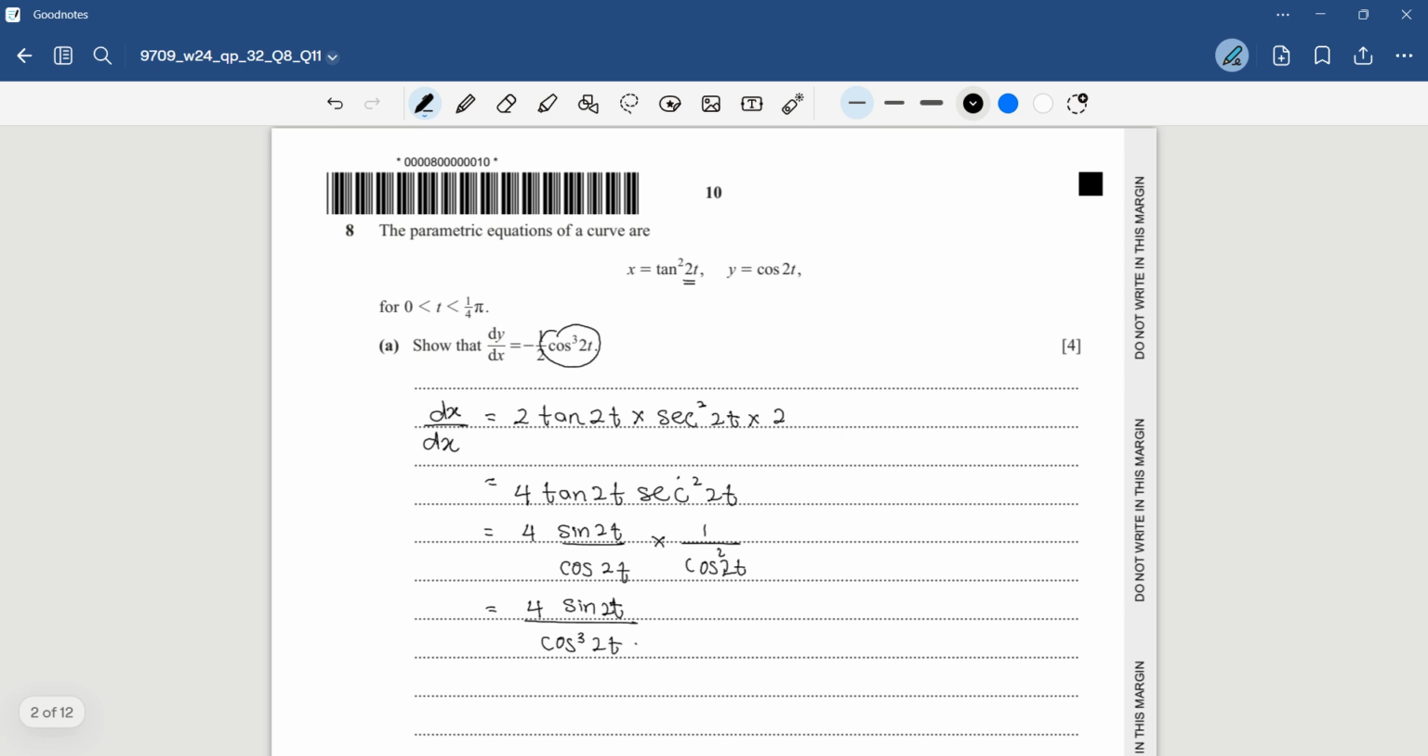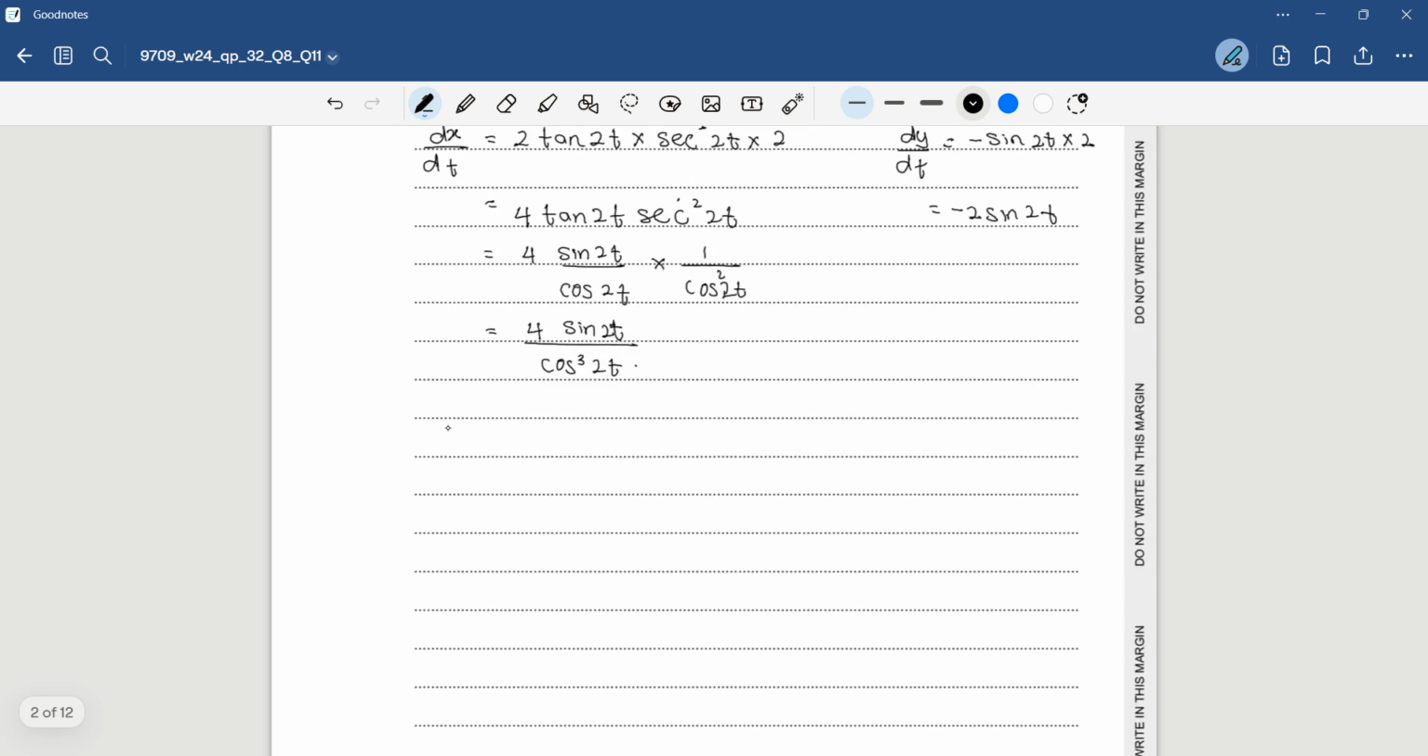Okay, then we differentiate y. So dy/dt: I differentiate cos, I will get negative sine 2t multiplied by 2. So it's going to be negative 2 sine 2t.